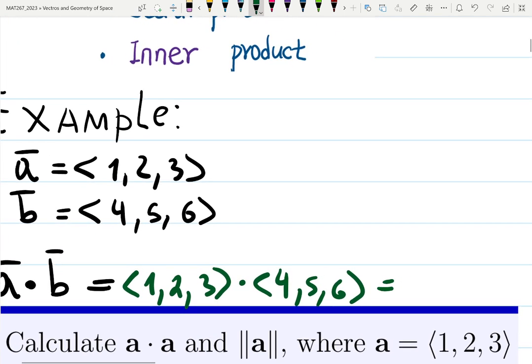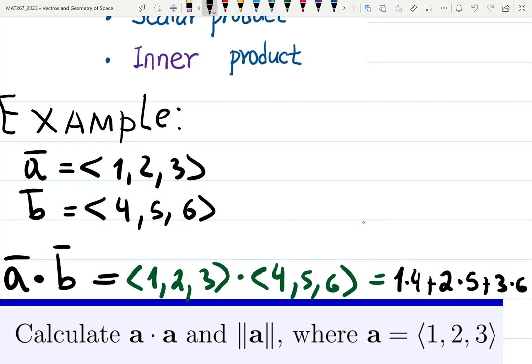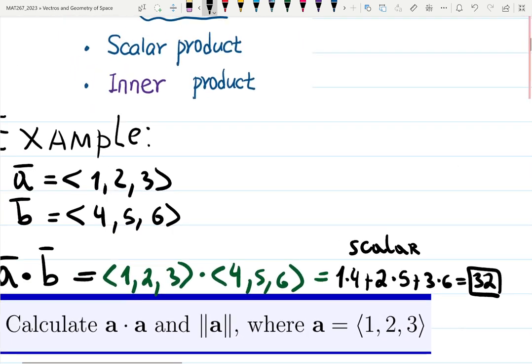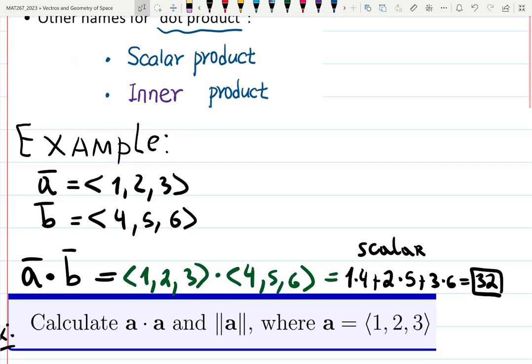What you do, you multiply component by component. So now that's the formula: 1 times 4 plus 2 times 5 plus 3 times 6. See, no vector notation anymore. The answer should be a number. Scalar. Scalar means a number. And the answer is 32. Yay! The dot product of two vectors is a number, 32. That is the idea. Kind of, you see, that's very technical and not more than that.